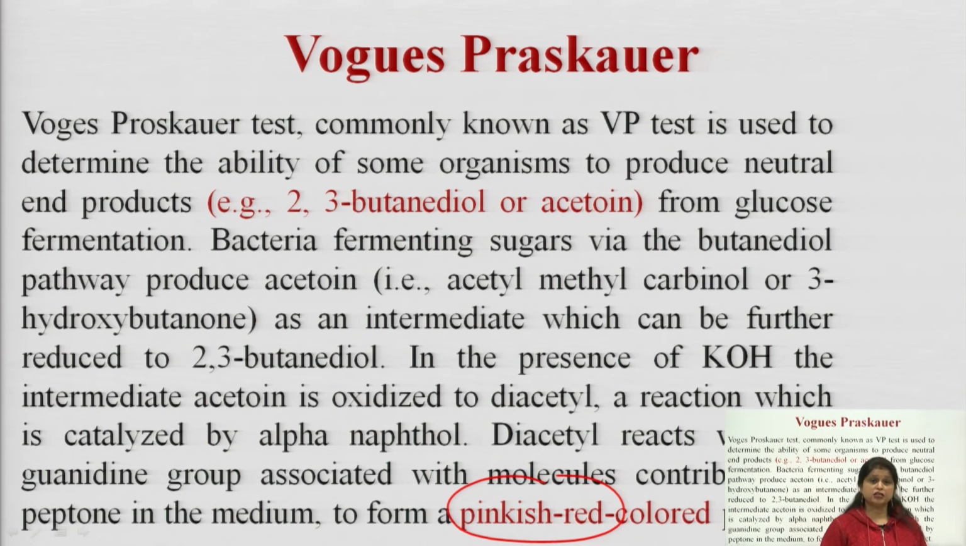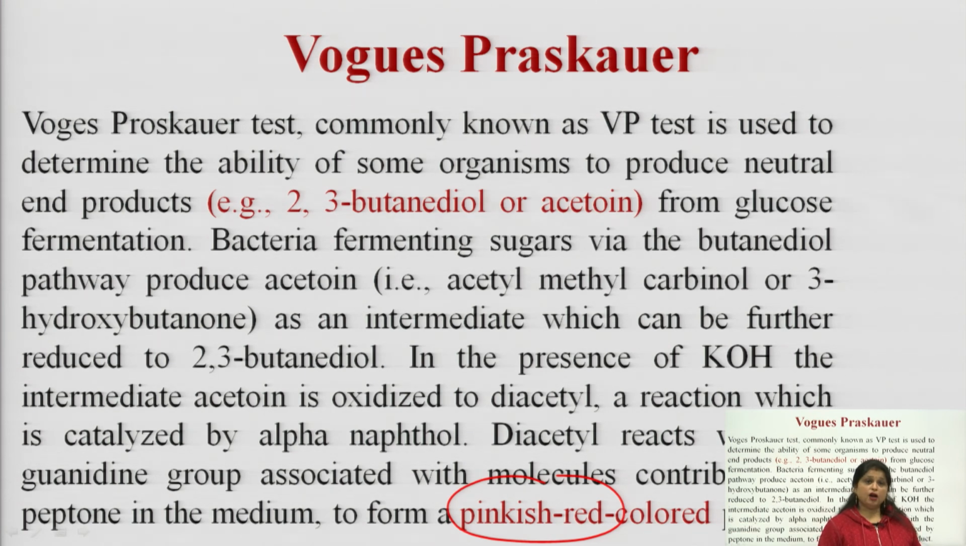When you add Voges-Proskauer reagent, you will observe pinkish red color at the end, and a VP positive test means pinkish red color, and a VP negative test means that your preparation remains in the natural color. It will have the same color it had before. So, pinkish red color indicates a VP positive microorganism, that means those bacteria are releasing acetone as an end product.